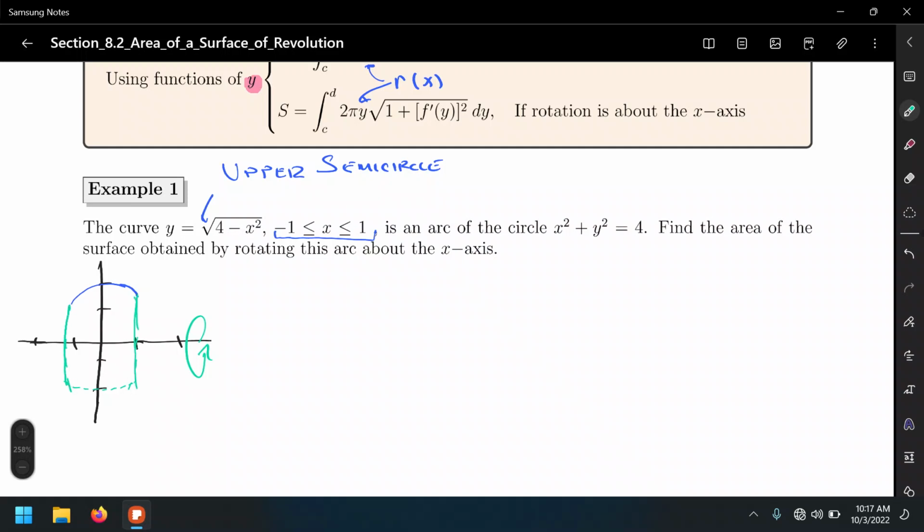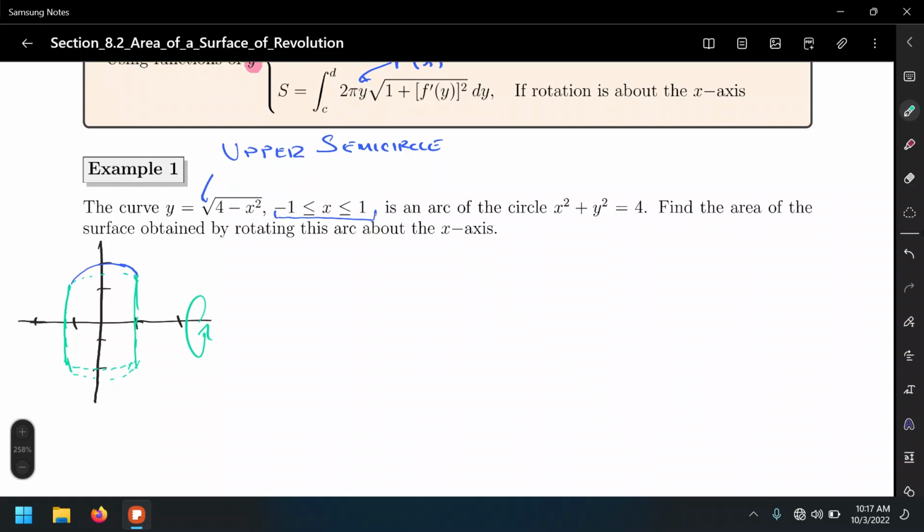So just to give you a picture, what's the look of this? Well, let me make it look 3D, hopefully. So it's generating this solid. So what's the shape of the solid?